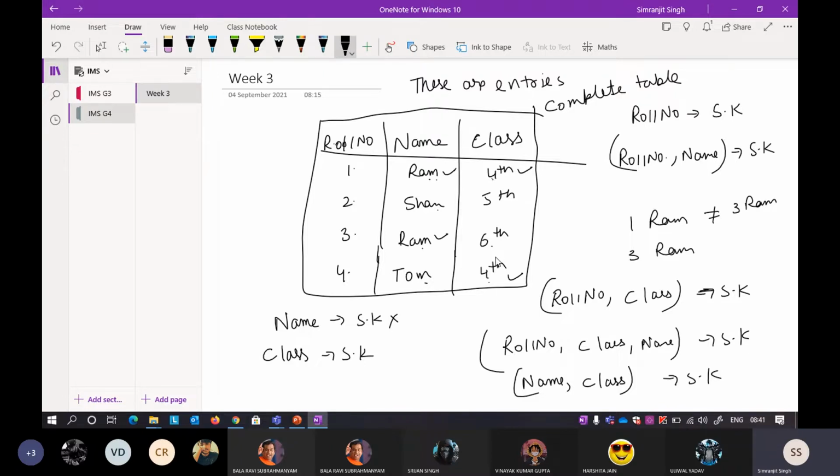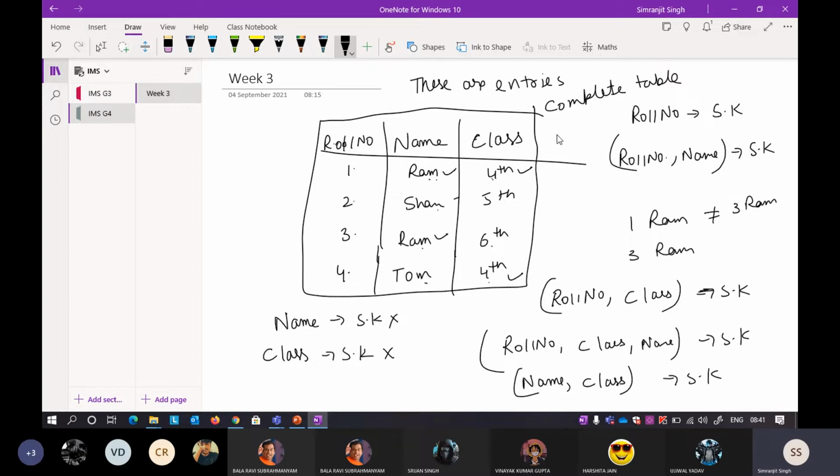You cannot use the class as a uniqueness concept, because in a class there can be many entries. Fourth class has Ram and Tom, so I cannot use class to uniquely identify a record or a person. That is why these are not super keys individually. But combined, provided this is a complete table, if I combine name and class, it uniquely identifies any entry in the row.